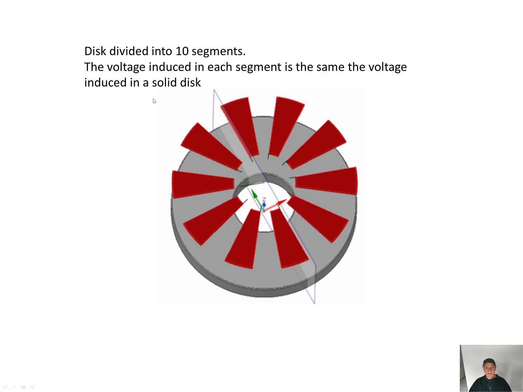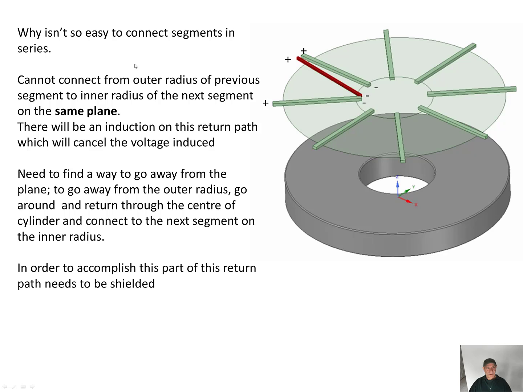Why isn't it so easy to connect the segments in series? We cannot connect from the outer radius of the previous segment to the inner radius of the next segment on the same plane. There will be an induction on this return path that will cancel the voltage induced.